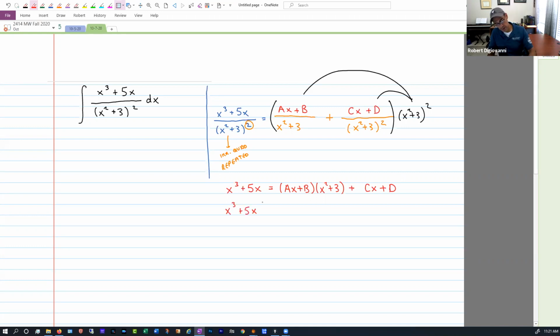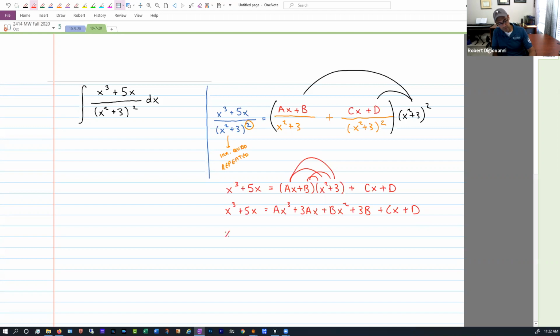I'm not even going to mess with the short method. I'm just going to go straight to the long method and distribute here: ax cubed plus 3ax plus bx squared plus 3b plus cx plus d. Okay.